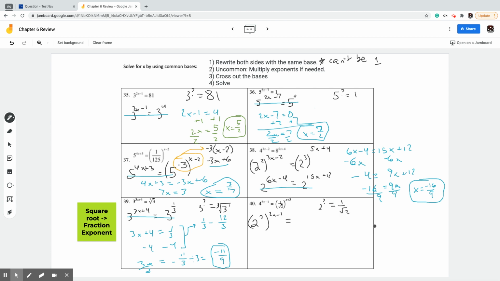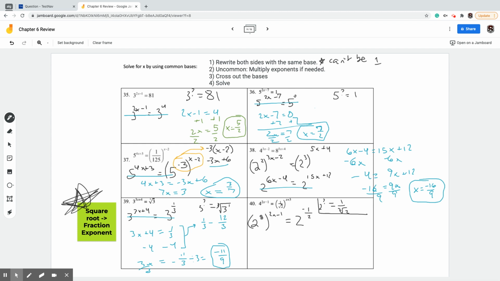A couple things going on here. You're going to need to think about this one. Square root means fraction exponent. So it's going to be 2 to some fraction exponent. Okay. This is a square root. And it's in the bottom, remember, fraction bar, so it's a negative fraction exponent. Block that off.